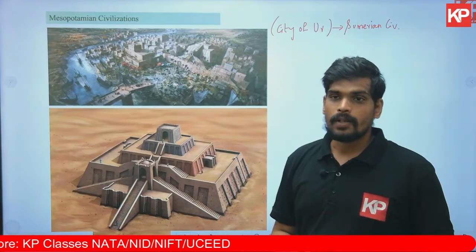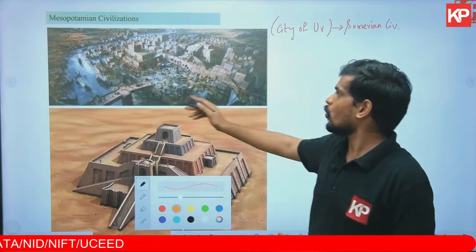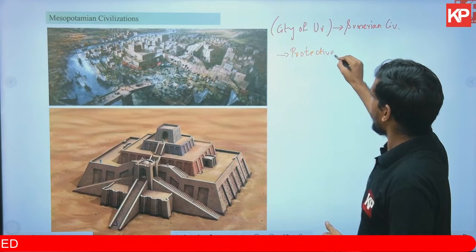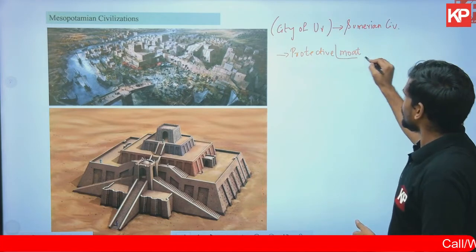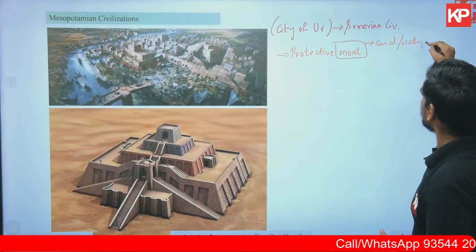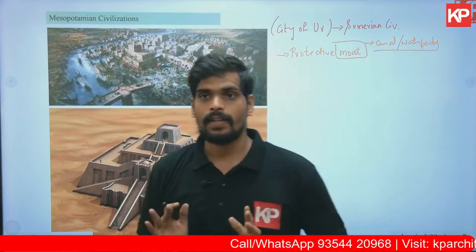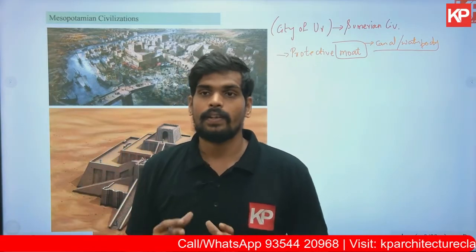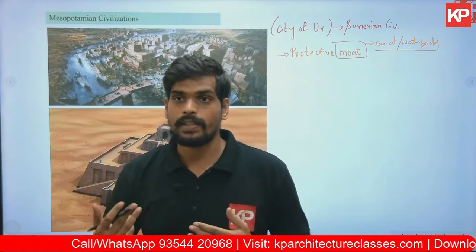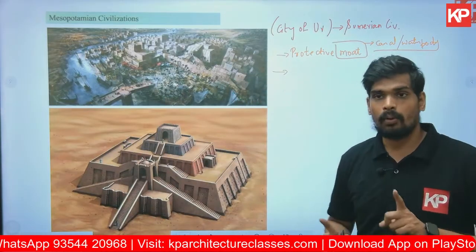Now, what are the important points about the city of Ur? You can see that the overall city is protected with a moat. Moat in architecture is a canal or a water body basically, a protective water body or protective canal. If you visit Red Fort in Delhi, you have a protective canal surrounding it. So generally forts also have that protective water body, which is called a moat in architecture, M-O-A-T. So even the city of Ur has its own moat. That is point number one.